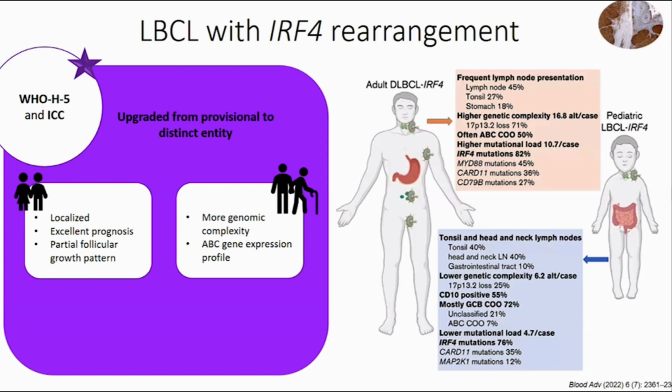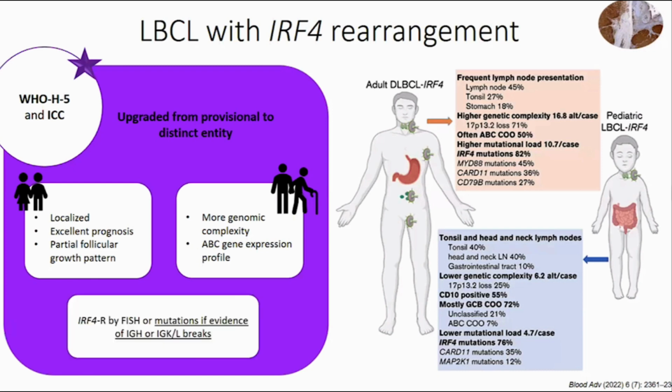That being said, if you don't see that, if you do see mutational evidence of IGH or IG kappa lambda breaks, that may suggest a cryptic rearrangement, which also qualifies. Additionally, the ICC wants to warn people to not include aggressive B-cell lymphomas that have other additional rearrangements associated with BCL2 or MYC in this category.